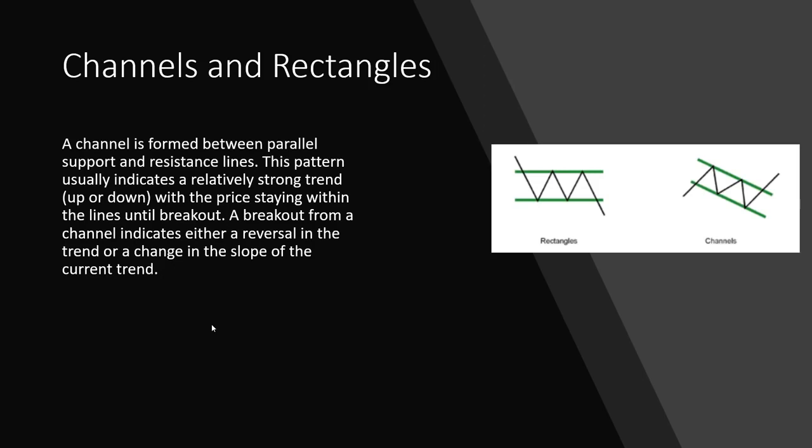Now, besides a triangle, and triangles, like I said, are the most important, we go to rectangles and channels. A channel is formed between two parallel support and resistance lines. This pattern usually indicates a relatively strong trend, either up or down, with the price staying within the lines until a breakout. So let me show you, like I said, I have some charts ready. Let me pop those up on our screen.